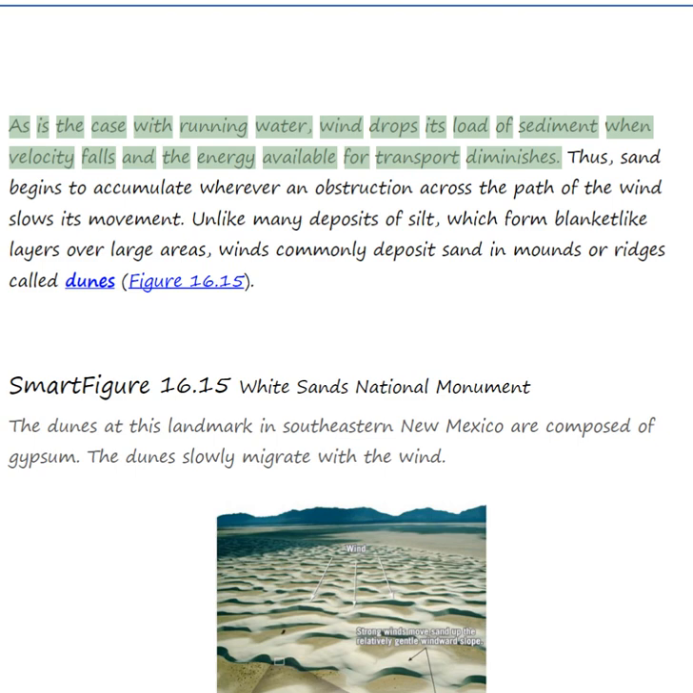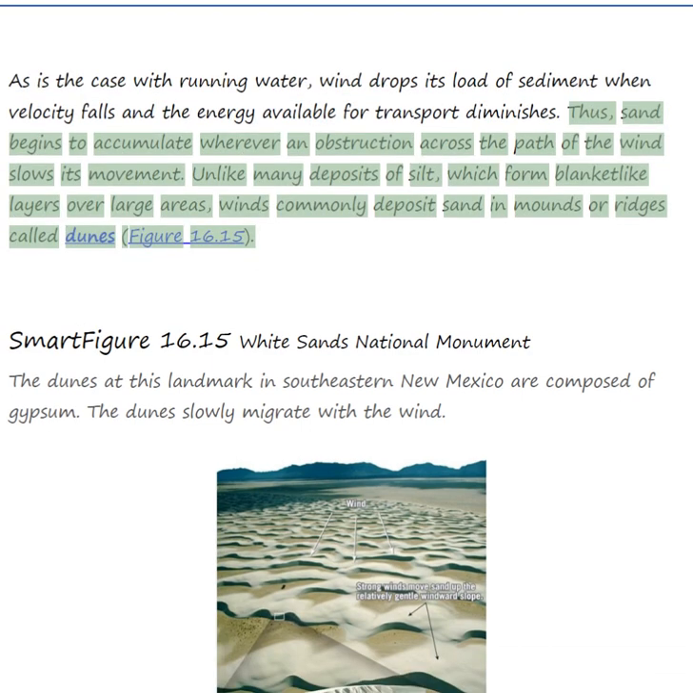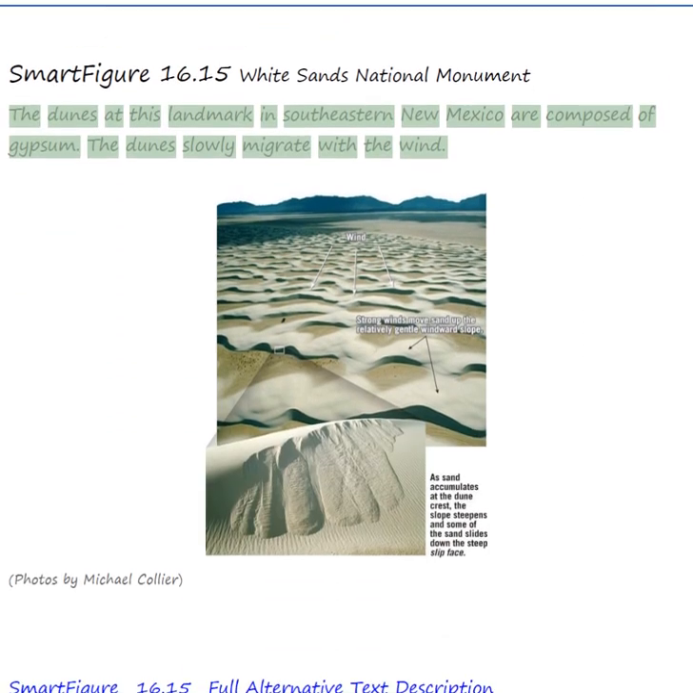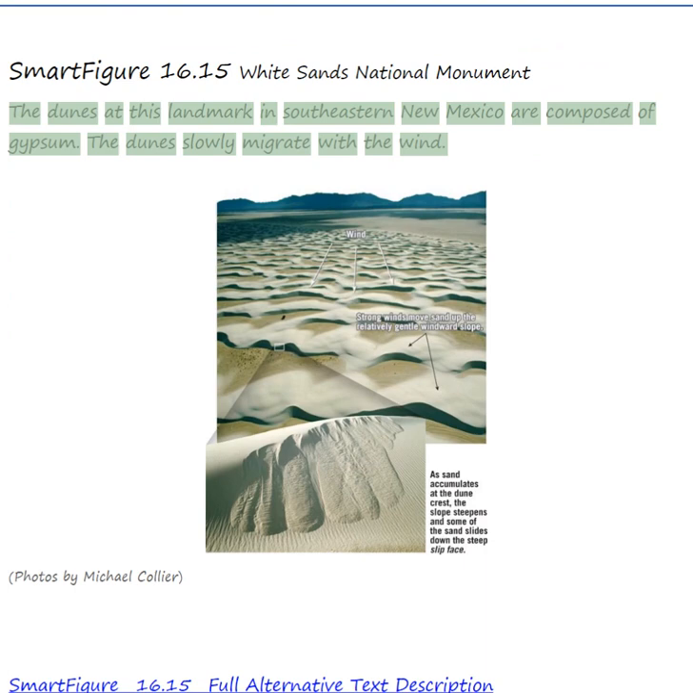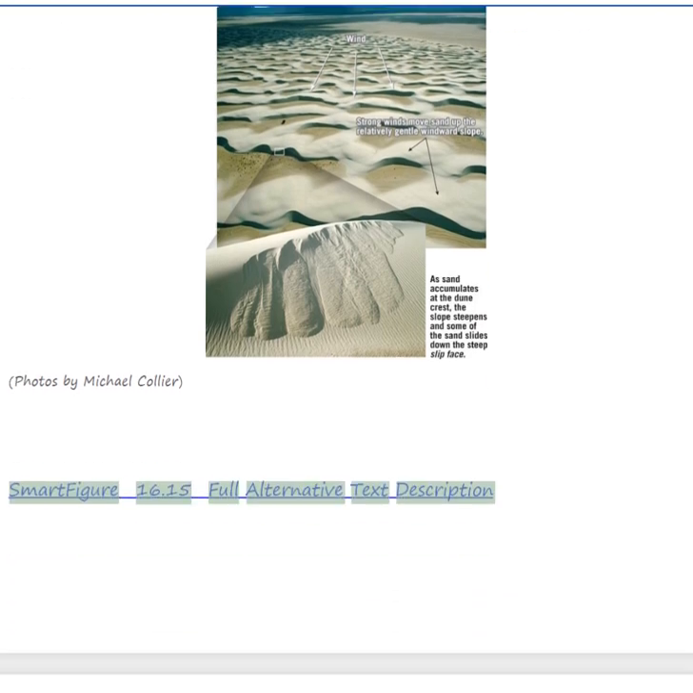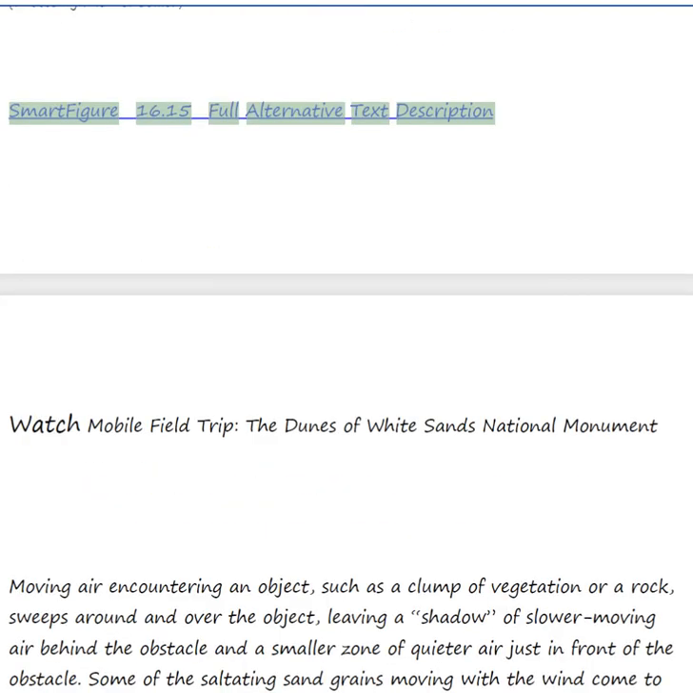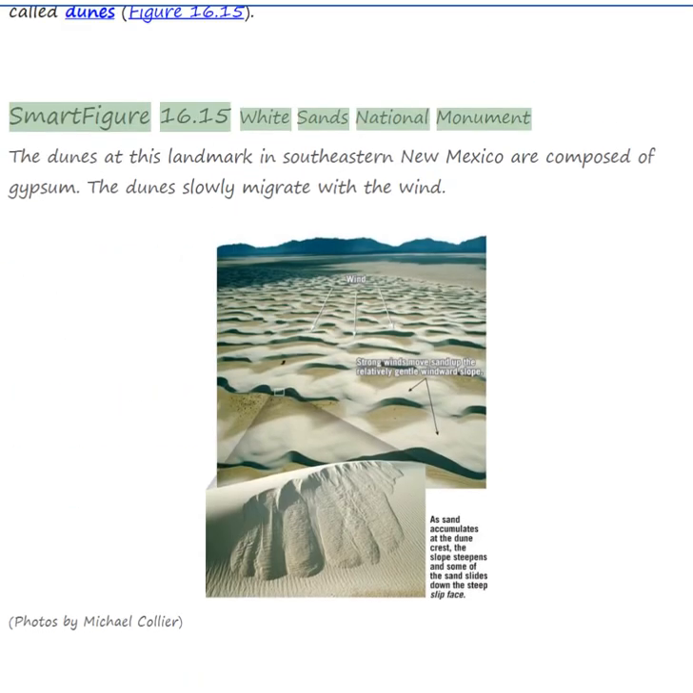As is the case with running water, wind drops its load of sediment when velocity falls and the energy available for transport diminishes. Thus, sand begins to accumulate wherever an obstruction across the path of the wind slows its movement. Unlike many deposits of silt, which form blanket-like layers over large areas, winds commonly deposit sand in mounds or ridges called dunes. The dunes at this landmark in southeastern New Mexico are composed of gypsum. The dunes slowly migrate with the wind. Smart Figure 16.15 White Sands National Monument.